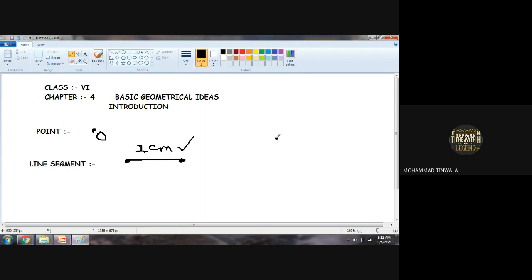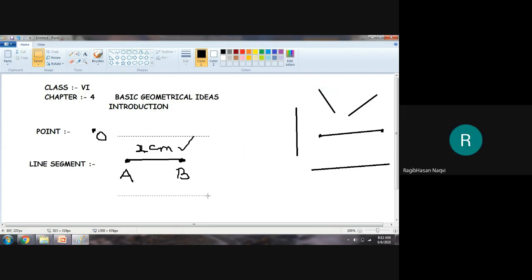Endpoint means what? Full stop. The line cannot go beyond it. Are you getting? It has equal measure whatever direction you draw it in. Whatever direction you draw, the measurement, if it is given for a line segment, will be confirmed with that measurement only. Are you getting? So a line which is formed between two endpoints is known as line segment. If I give a name A and this point B, can anyone tell me how to write this in geometrical form?